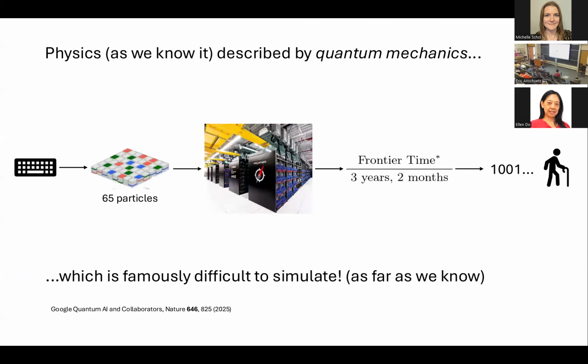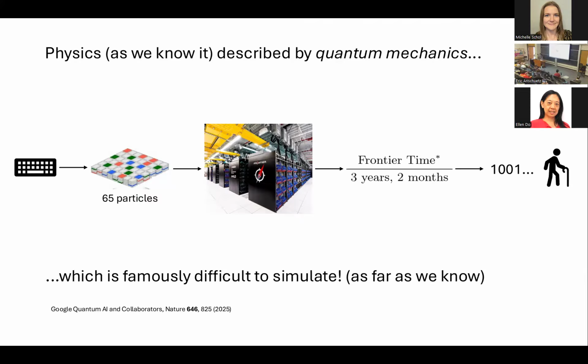So for one, it turns out quantum mechanics is very difficult to simulate. Just to give an example of this, last year, Google had some physics simulation they wanted to perform on a pretty small system. So it's some system of 65 electrons, let's say.